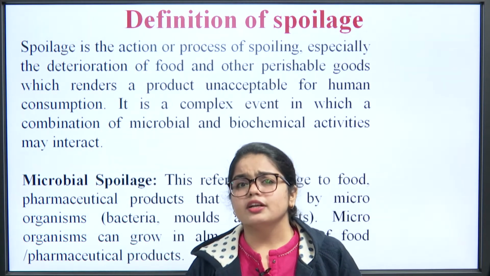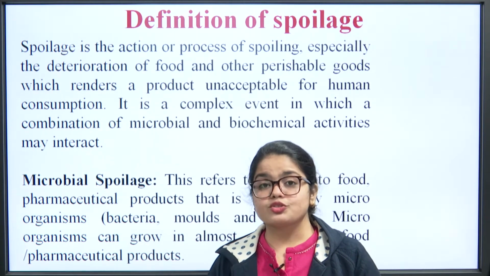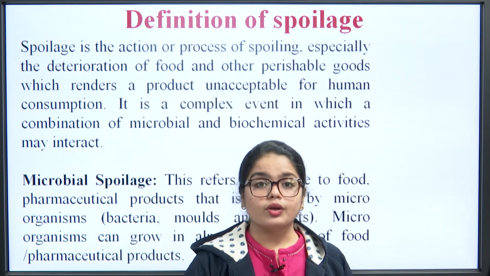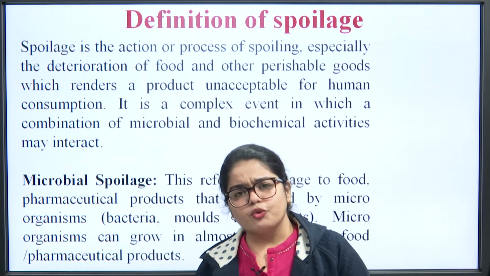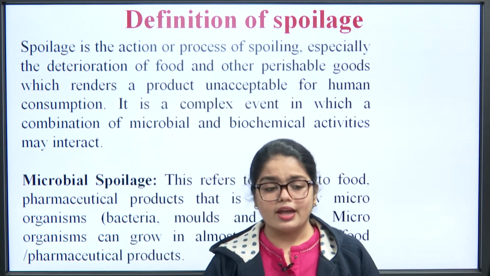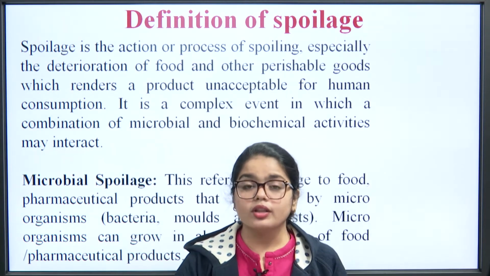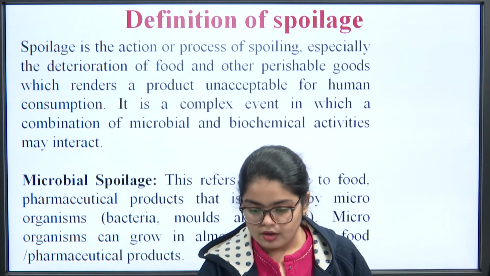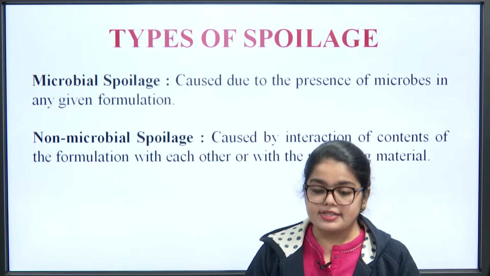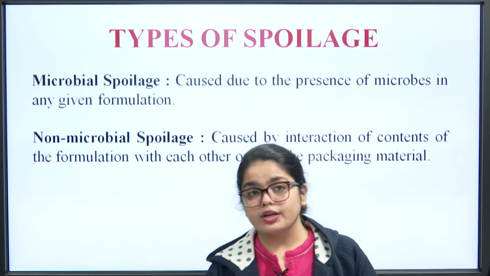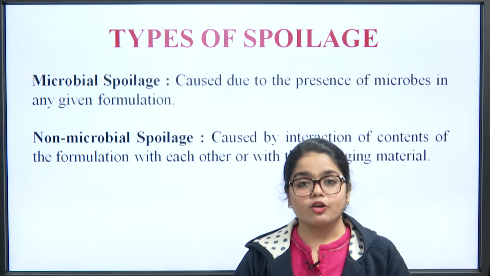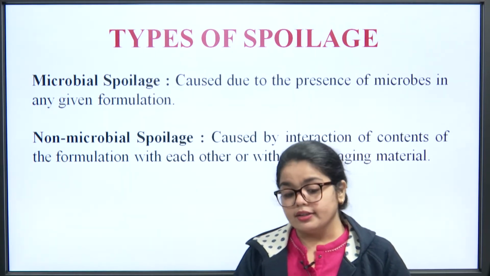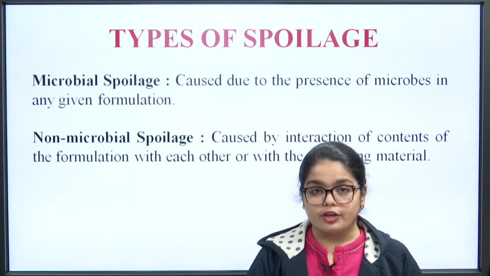Why is it important for us to know about microbial spoilage? Because a microbe can grow in almost any kind of food and pharmaceutical product, as they need basic elements, and all these basic elements are present in all food and pharmaceutical products. Coming to the next slide, it talks about the types of spoilage. First is microbial, where microorganisms are responsible for the spoilage, and another is non-microbial spoilage.